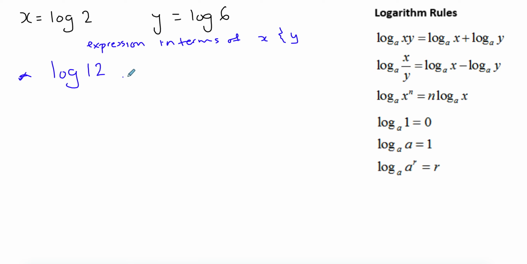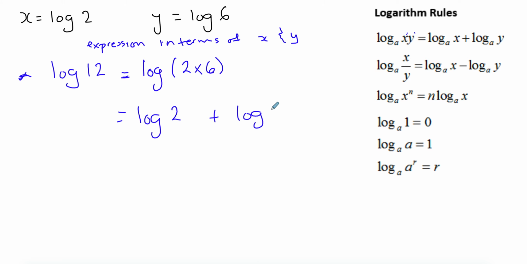So what you want to do is to have an x in there and a y in there. Well, you can see that 12 can be split into different composites. So I have log of 2 times 6. And since I have two things that are being multiplied, I can split them up into two logs. So now I have log of 2 plus log of 6, and I know log of 2 is x, and log of 6 is y. So there you go. Log of 12 is now equal to x plus y.